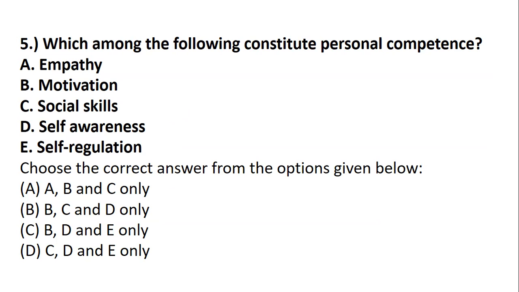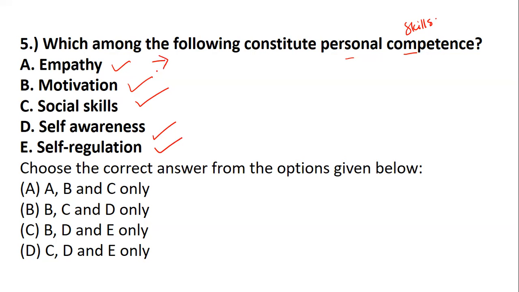Now, see, this question is also a very, very basic one, but if you do not understand the terminologies, it will be very difficult for you. Which among the following constitute personal competency, that is skills, right? They have given the options as empathy, motivation, social skills, self-awareness, self-regulation.